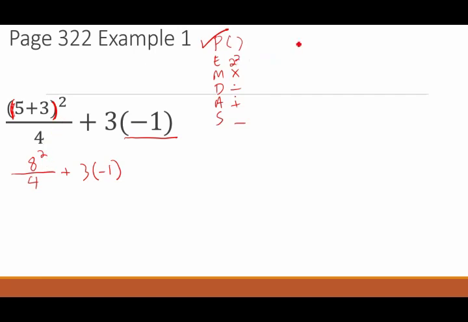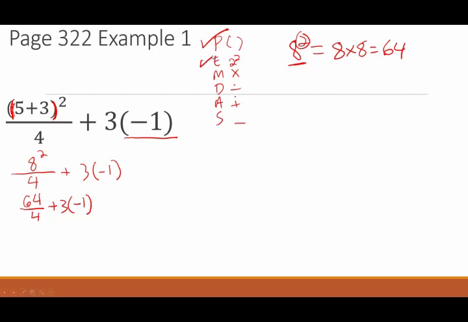8 squared means we take the base number 8 and we multiply it 2 times. So 8 times 8 is 64. So we have 64 divided by 4 plus 3 times negative 1. Alright, so we've done our exponents.